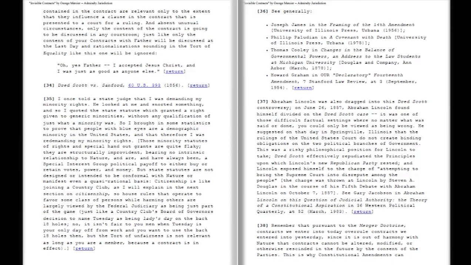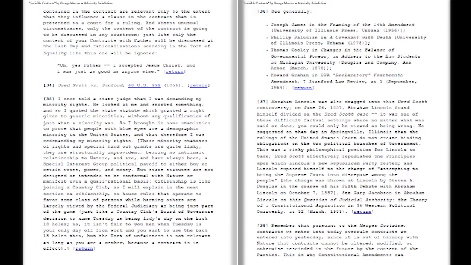37 Abraham Lincoln was also dragged into the Dred Scott controversy. On June 26, 1857, Abraham Lincoln found himself divided on the Dred Scott case. It was one of those difficult factual settings where no matter what was said or done, you could only be viewed as being wrong. He suggested on that day in Springfield, Illinois, that the rulings of the United States Supreme Court do not create binding obligations on the two political branches of government. This was a risky philosophical position for Lincoln to take.